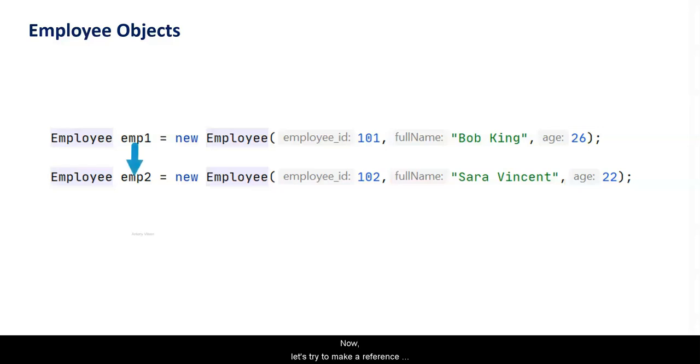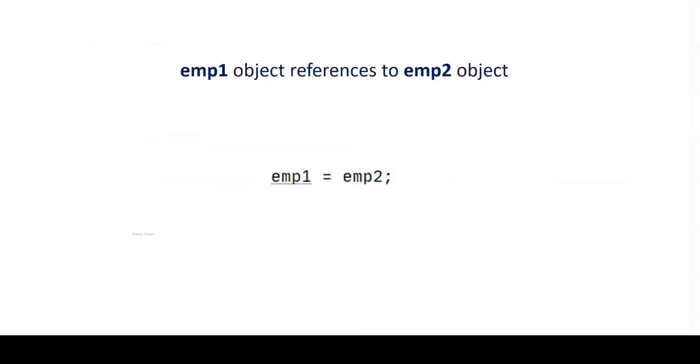Now let's try to make a reference from emp1 to emp2. The reference is made using the equal operator. Here emp1 references emp2. Even though it looks perfectly alright, there is one problem. After this line is executed, what is the full name of emp1 object? Is it Bob King or Sarah Vincent? It is Sarah Vincent because the emp1 data is lost and replaced by emp2.